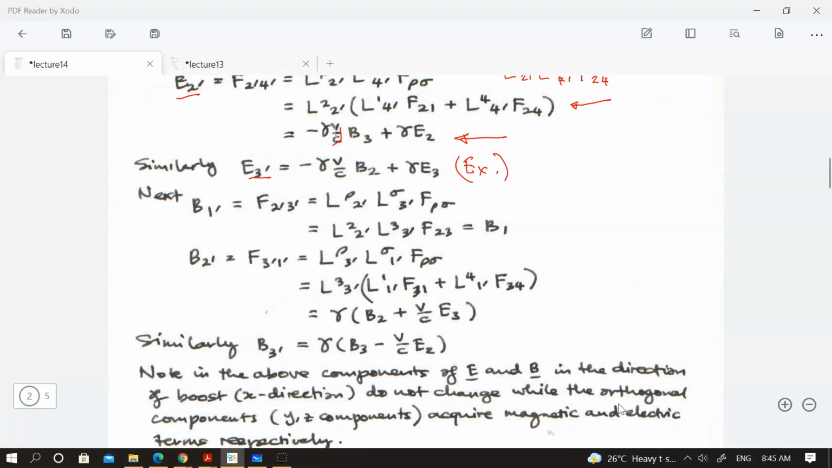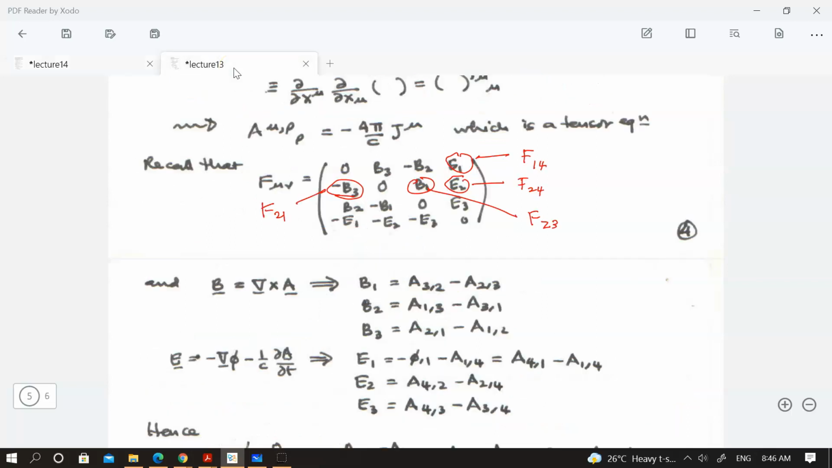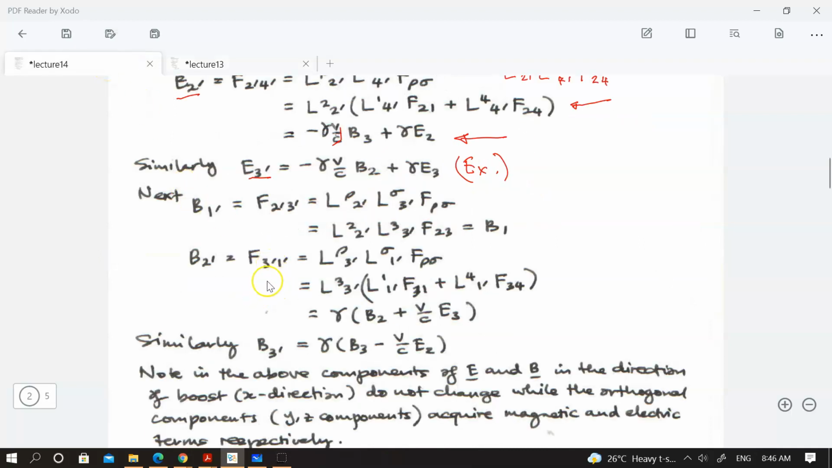For B2, the second component of the magnetic field appears here, for example. So this is F31. Let's do that. You have F3'1'. On the right-hand side you have your Lorentz matrix fixed by these indices 3, 1, 3' and 1', and then you have your dummy indices again, rho sigma, F rho sigma.